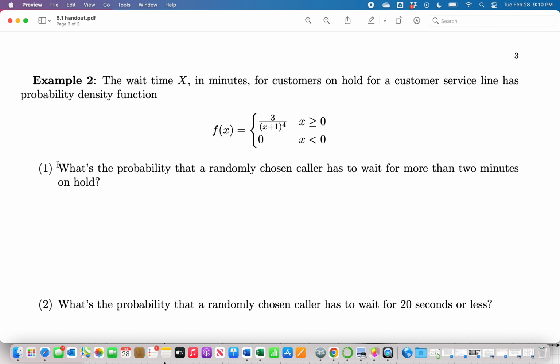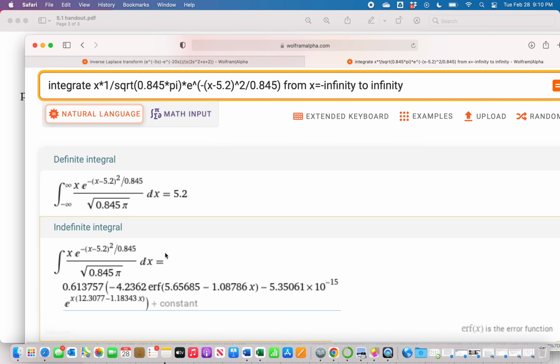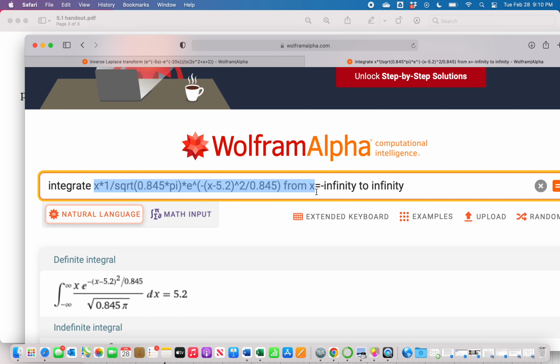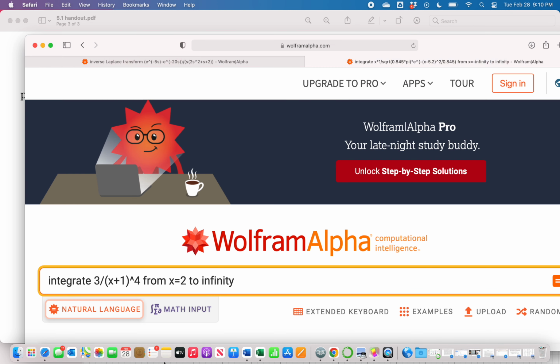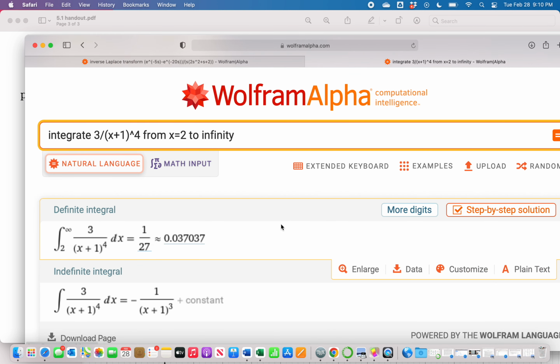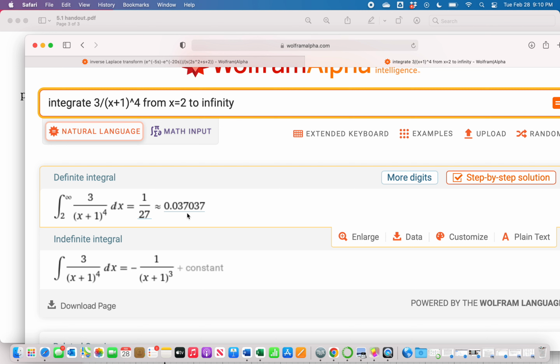So let's think about this question, though. What's the probability you have to wait for more than 2 minutes? Okay, so more than 2 minutes. I'll come back up here, integrate. So it was 3 over x plus 1 to the 4th. 2 or more means 2 or more, like that. So like a 4% chance.